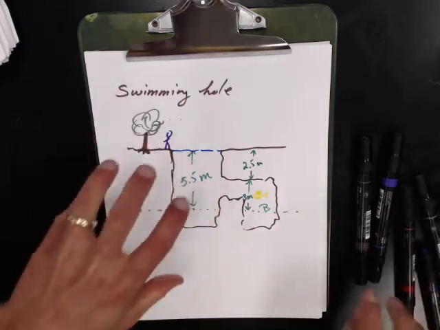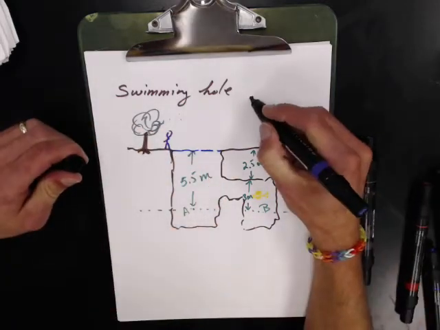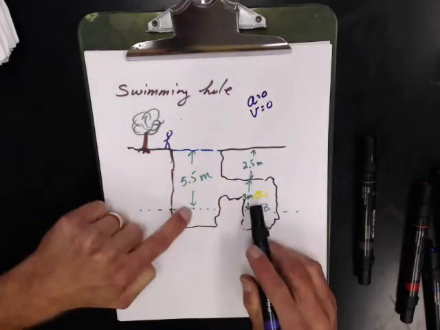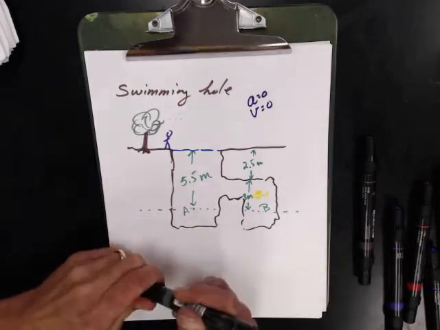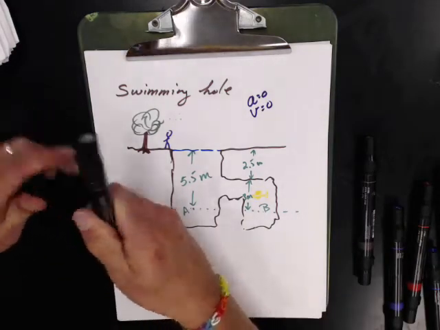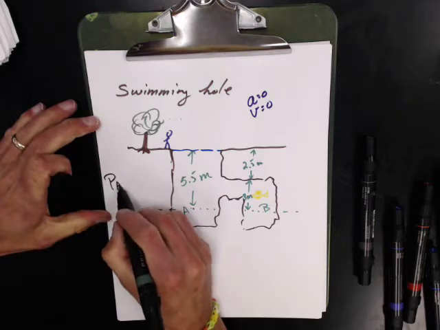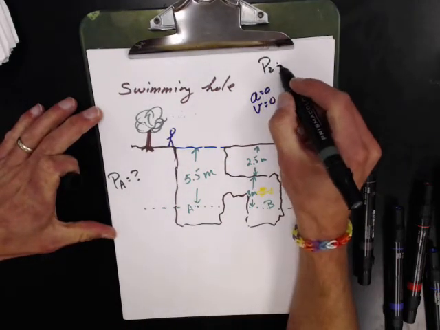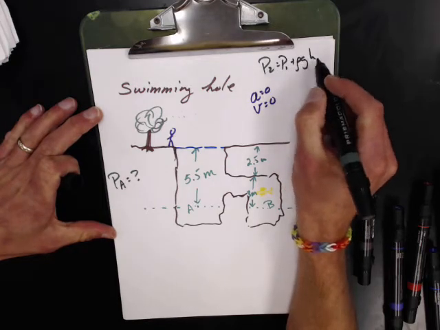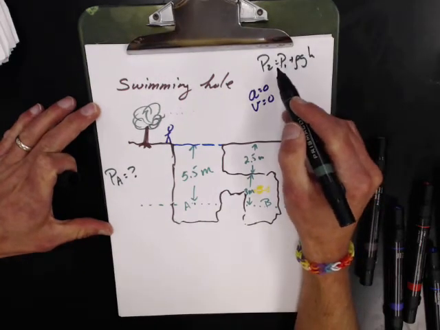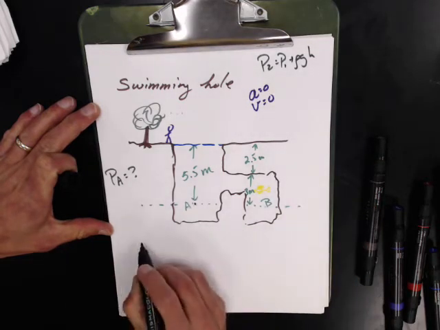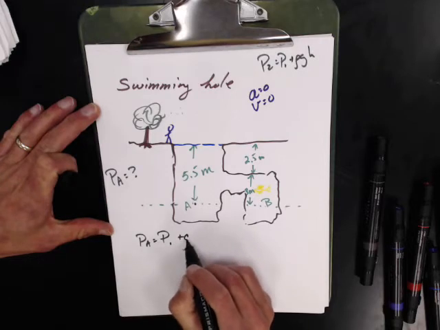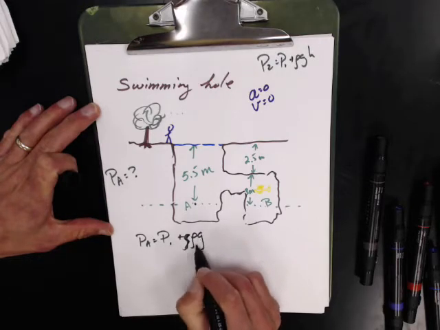This is static, it's a pond, it's a hole, so the acceleration of my water is 0 and the velocity of my water is 0. What's my pressure at A? P2 equals P1 plus rho g h. I want my pressure at 2, so the pressure at A is going to equal P1 plus rho g h.